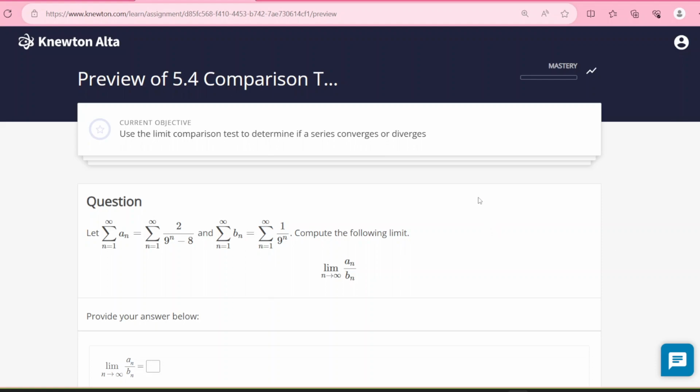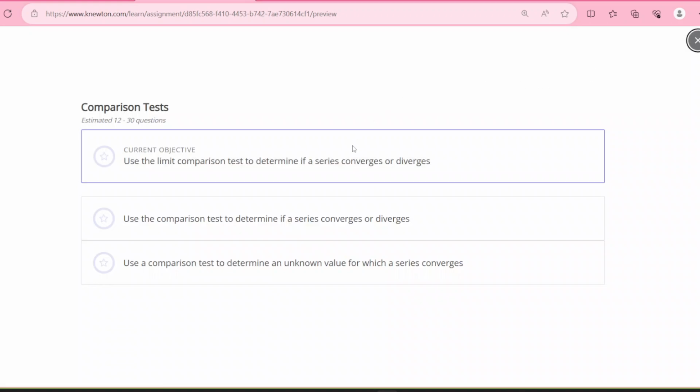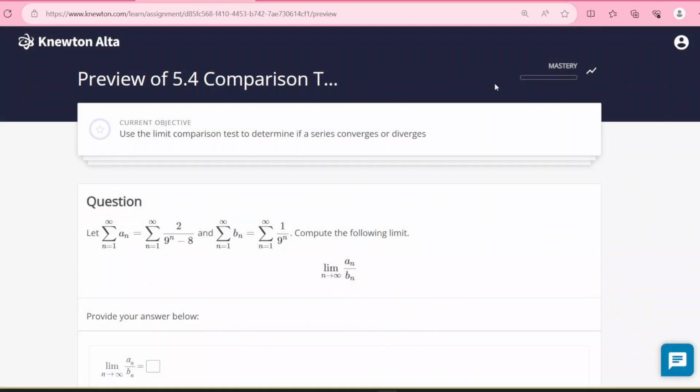All right, so here's our Newton-Alta assignment page. You see the title of the section in the upper left without the word preview. In the upper right corner, you have the mastery bar, which shows you how far along you've gotten, your activity log, which shows you all the objectives and your progress in each objective. It looks like there are 3 objectives here. And back to the main page, you have a current objective, and then beneath that, a question related to that objective.